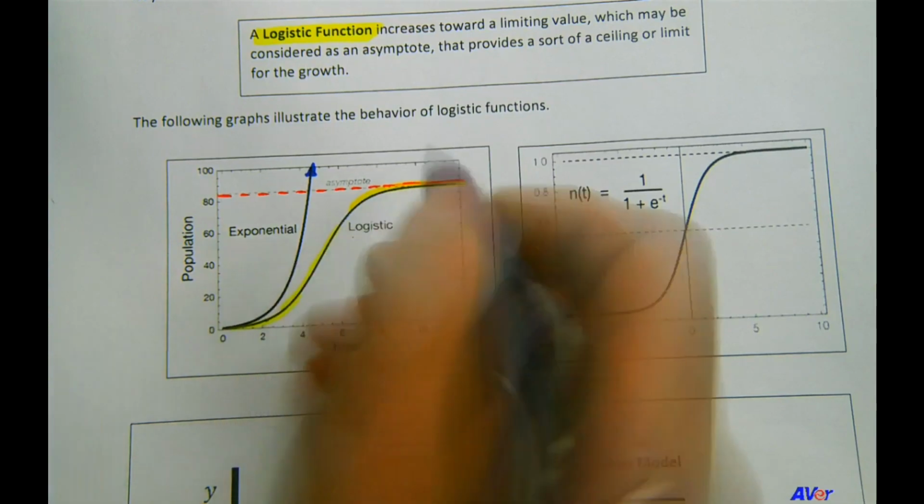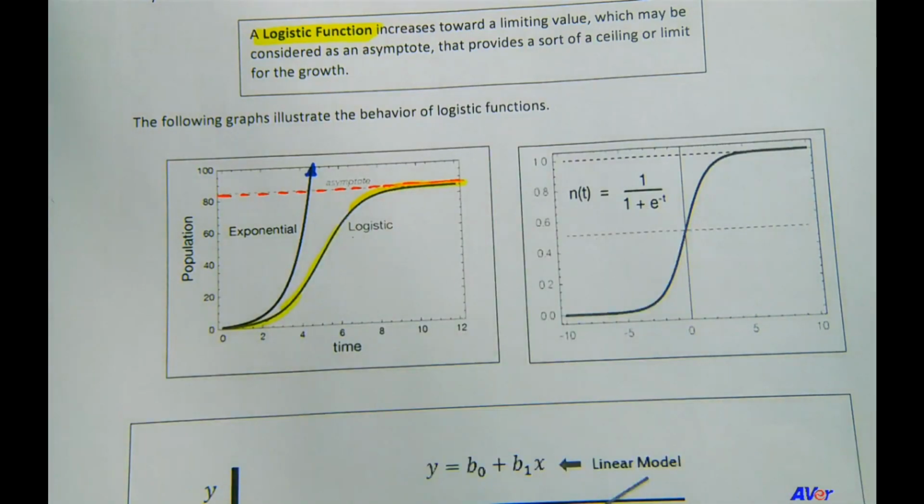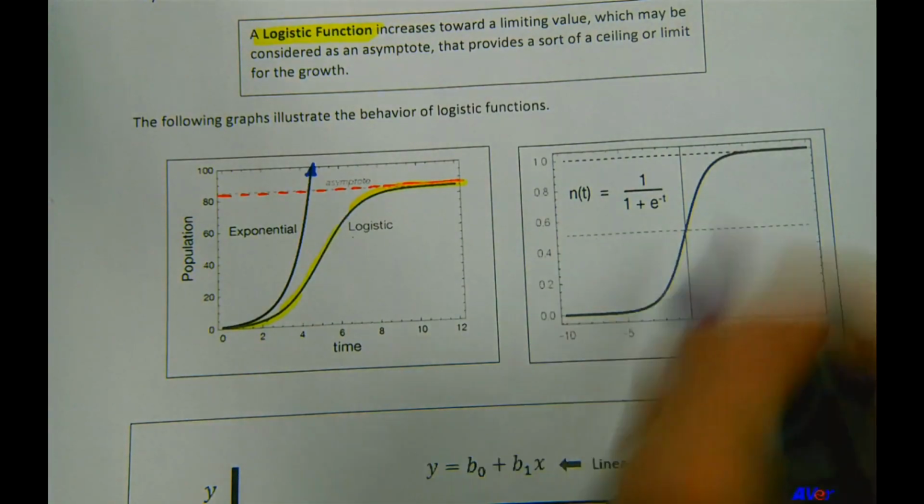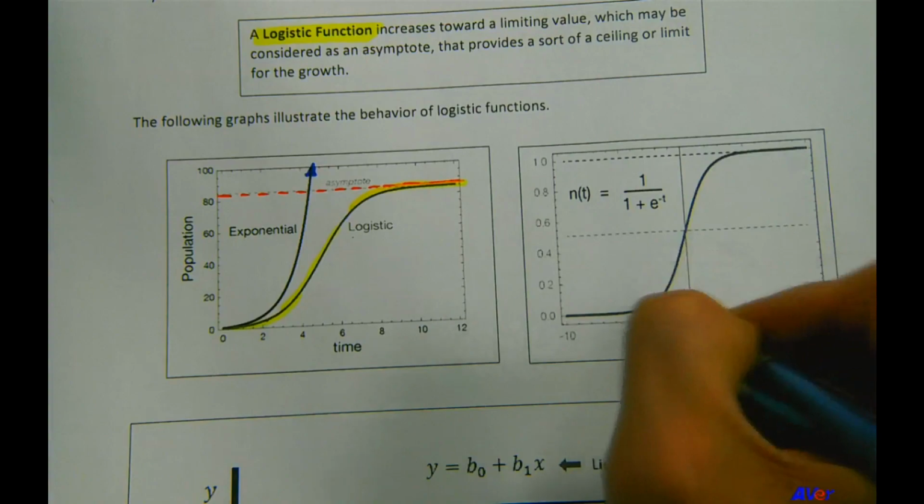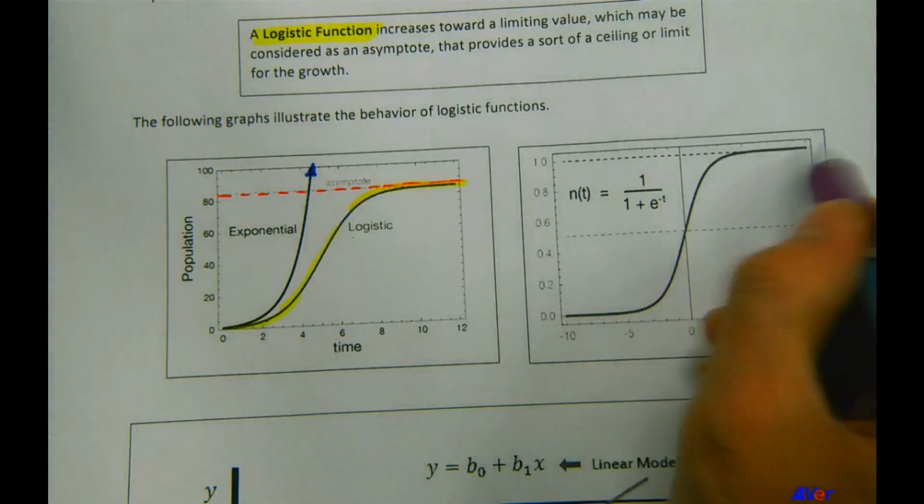Okay? And it comes up, like I say, in the real world a lot. And I want you to know that. I think your book even mentions it. Okay, so you see another logistic curve here. It goes up exponentially, then it flattens out.